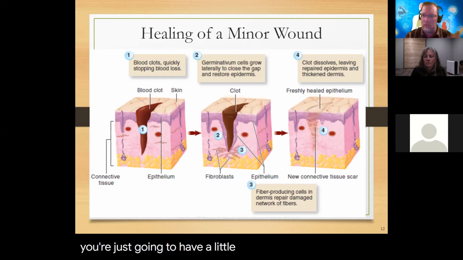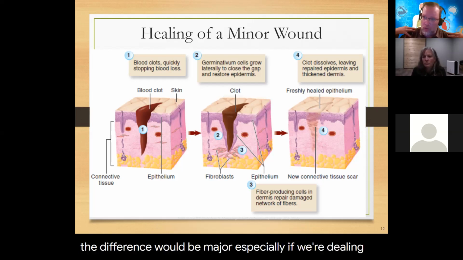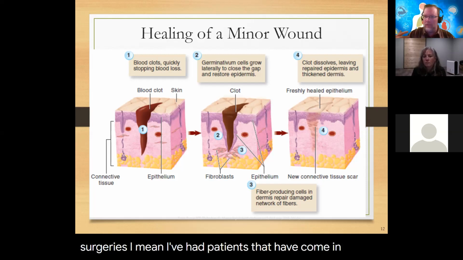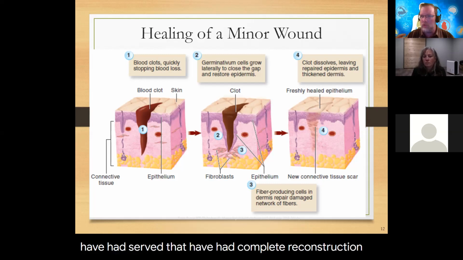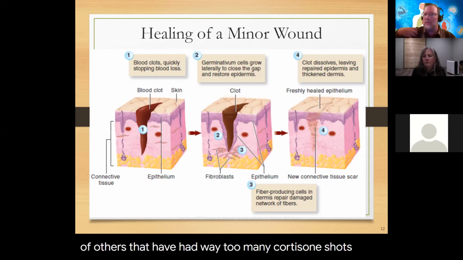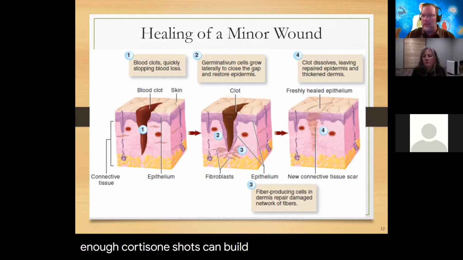You see the difference would be major, especially if we're dealing with shoulder surgeries, elbow, joint surgeries. I've had patients that have come in that have had complete reconstruction of their shoulder, and you can't tell. Every layer of muscle was nicely done, and we can get good range of motion. I have others that have had way too many cortisone shots, and enough cortisone shots can build scar tissue, and they have less range of motion.